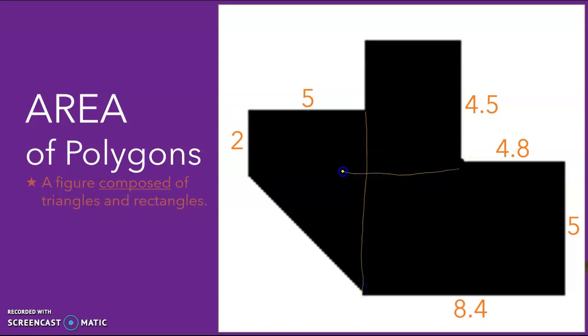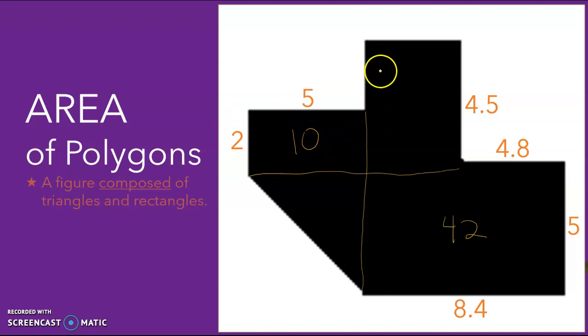The biggest rectangle has the dimensions 5 by 8.4, so the area is 42. The horizontal rectangle has dimensions 5 by 2, so the area is 10.